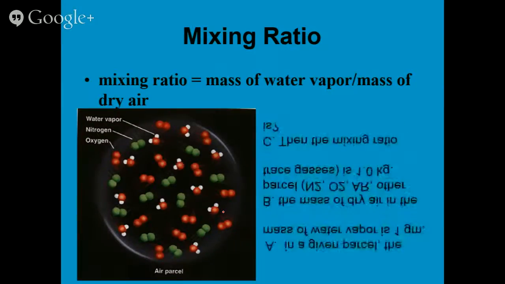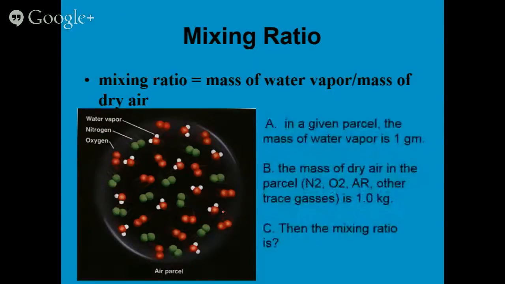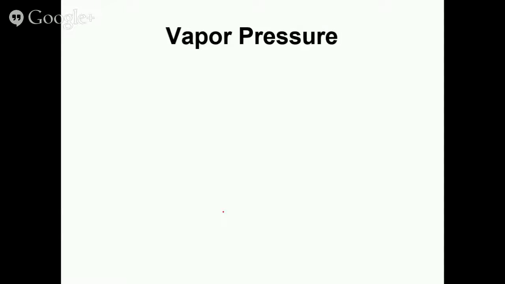So let's look at this. When we have a parcel where the mass of water vapor is 1 gram, but the mass of dry air is 1 kilogram, then we have 1 gram per kilogram, which was less than what we had with our specific humidity, because specific humidity did not take into account just dry air. Then the mixing ratio has a slightly different value there. So hopefully that helps alleviate any type of confusion over that.